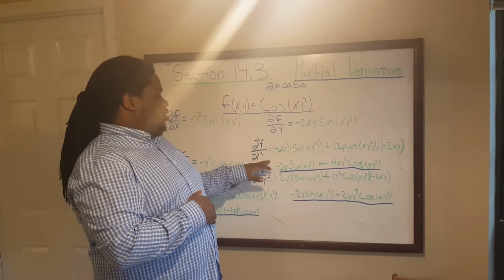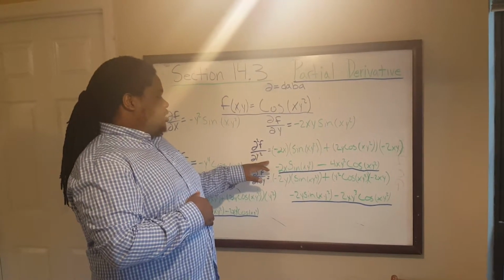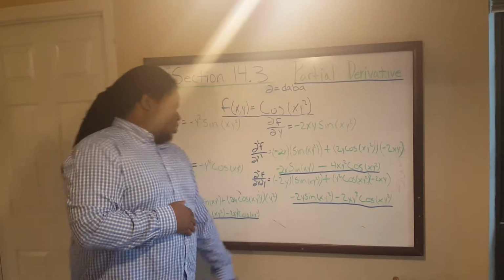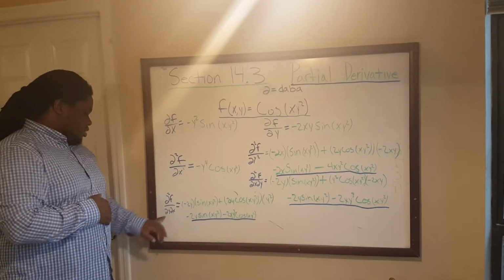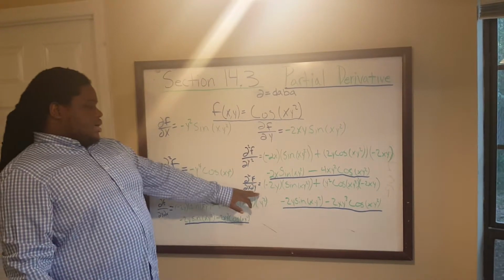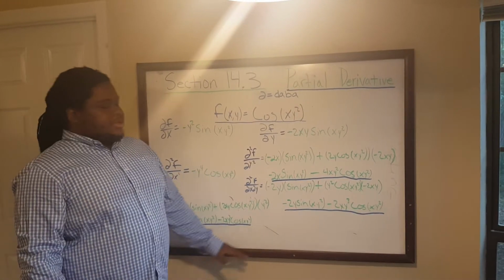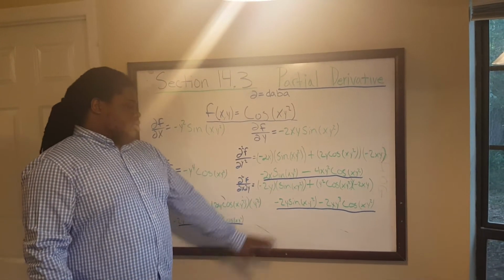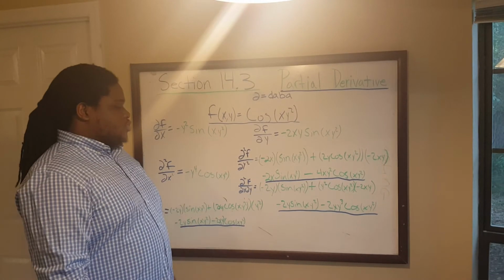Take the second order derivative with respect to y again, and you get this right here. And then finally, take the second order derivative with respect to x and y, and then with respect to y and x. And if you do the steps correctly, you should get the same answer both times because they equal each other, according to the last theorem we talked about.